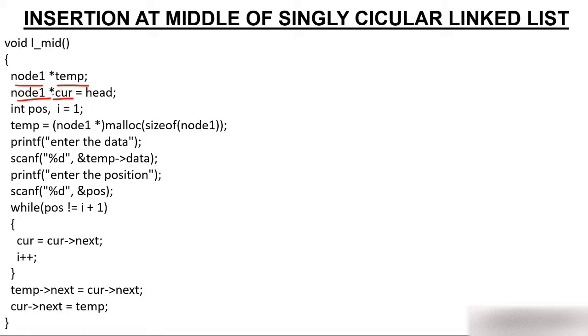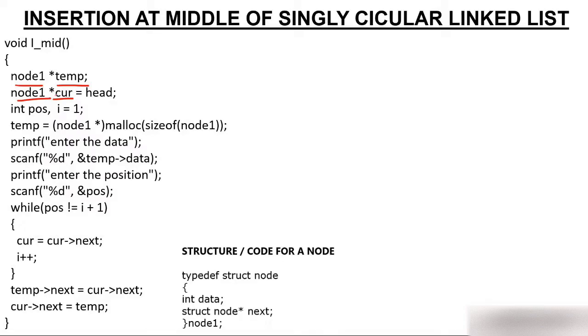What is node1? I have already told you many times in every video. For creating a linked list you have to create a structure. I have created a structure of type node having 2 parts, data and an address, and I have created a variable of this structure which is node1, and I have typedef'd it. So by using typedef, the entire structure is now represented by node1. Instead of writing struct node, I can use only node1.